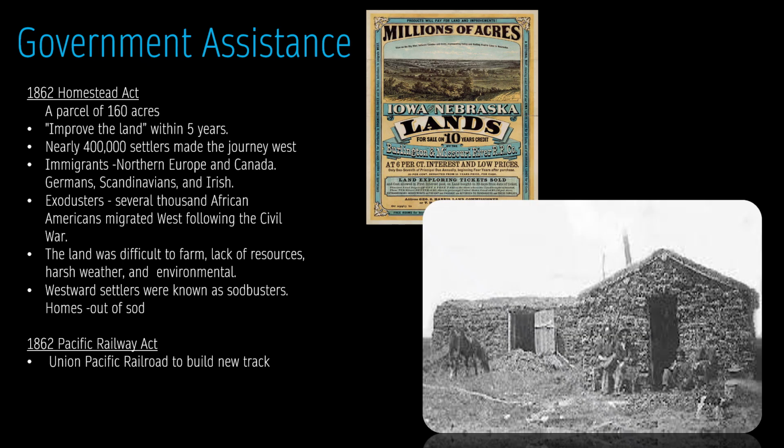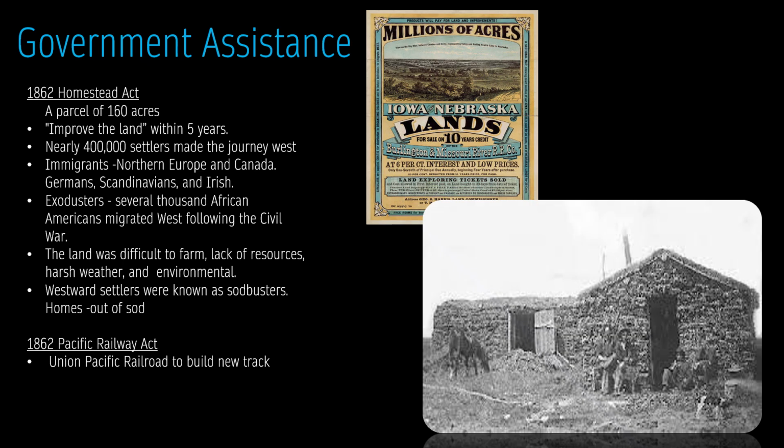Another important group were called the Exodusters. Those are thousands of African Americans who moved west after the Civil War. So they're fleeing the racism and violence of the Old South, and they're moving to a land of new economic opportunities. Their name is in reference to the biblical book of Exodus, and it symbolizes their hope for freedom and equality and really just a new start.